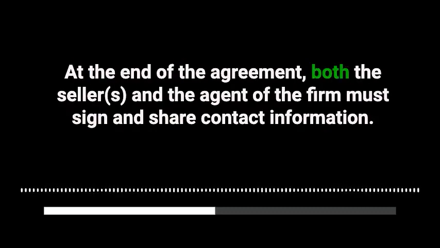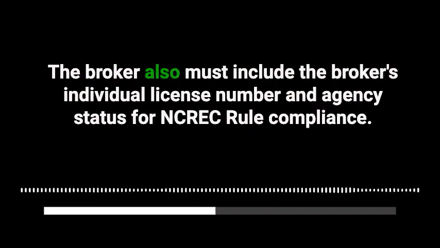agreement, both the seller and the agent of the firm must sign and share contact information. The broker also must include the broker's individual license number and agency status for NCREC rule compliance.